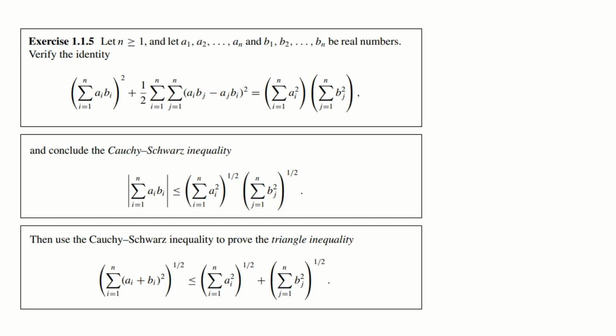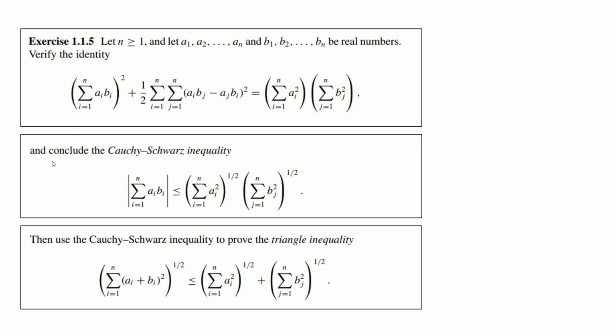So for this question, it says let n be greater than or equal to 1 and let a1, a2, all the way to an, and b1, b2, all the way to bn be real numbers. And verify the identity. So here we have two sequences of numbers, both the same length, and we have to verify this identity. That's the first part of this question.